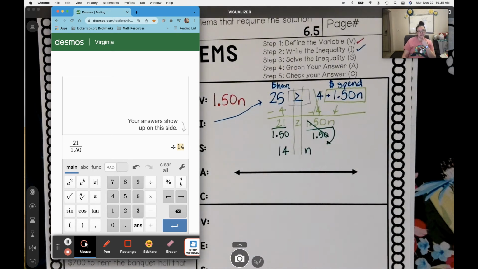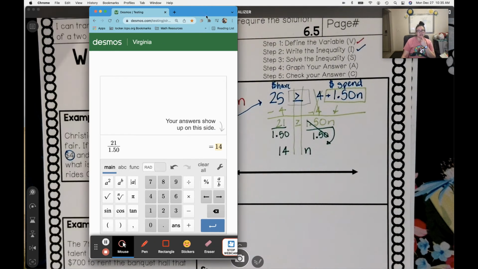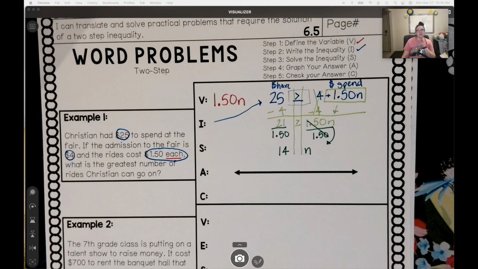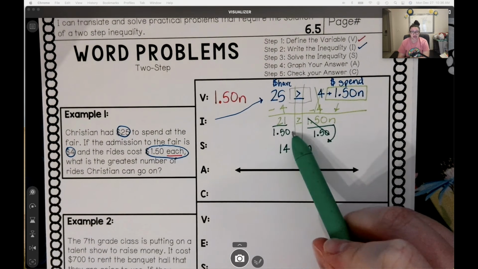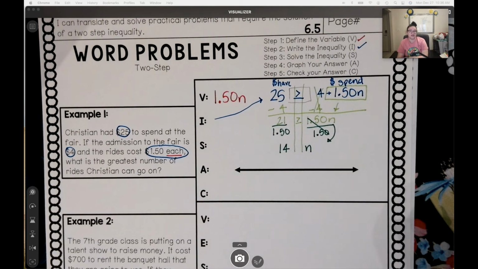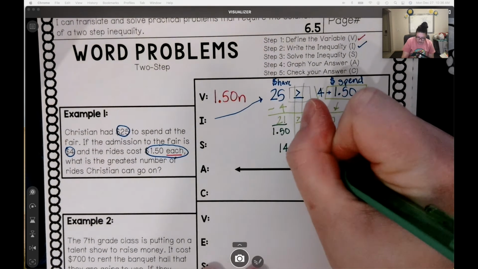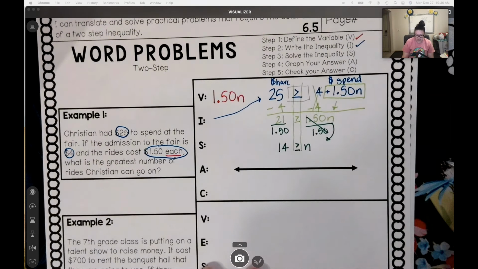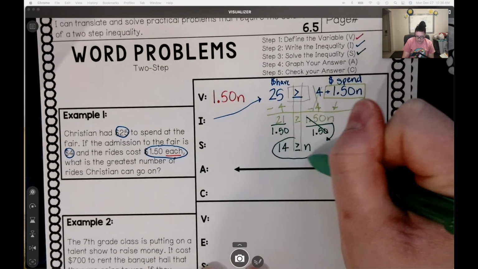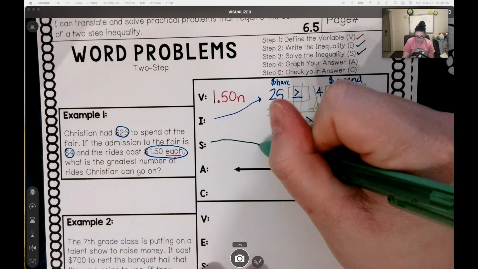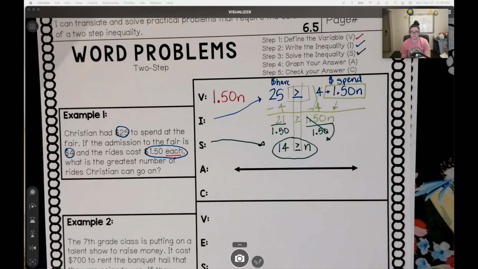We got to think for a second. Is this inequality sign going to flip direction? It will not. Remember, we only flip if we multiply or divide both sides by a negative number. So our inequality sign here does not flip. It's going to stay the same. So we get 14 is greater than or equal to n. So now we need to go through and graph it.